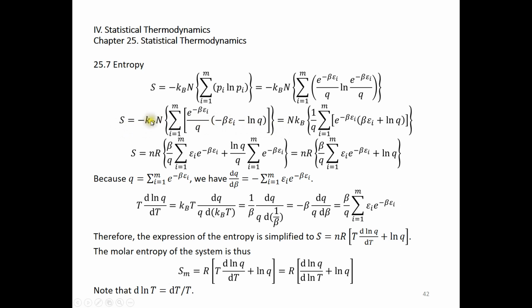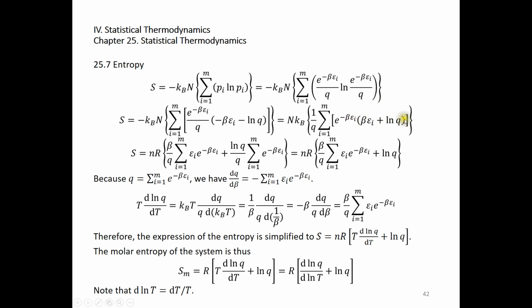We see negative sign, negative sign, negative sign, they cancel. So we have N times kB over here, and then q is independent of i. So I'm taking q out of the sum. So divided by q, and then the sum of this exponential function, e to the power of negative beta epsilon i, times beta epsilon i plus ln q.